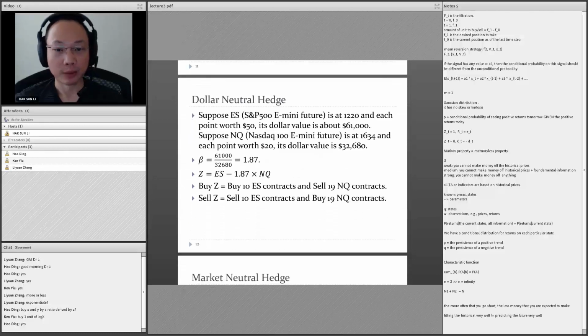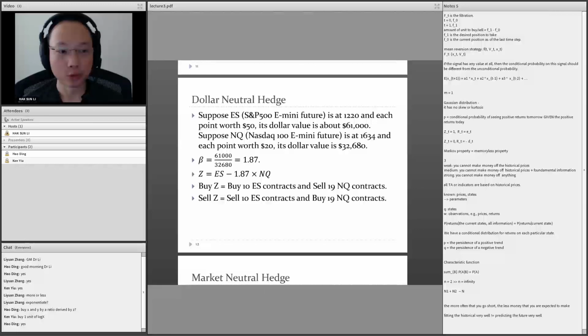For example, if you have no money, you have 0 money, then you can consider using a dollar neutral hedge. The idea is you sell something to get some cash, and then you use the cash to buy another thing. For example, suppose we have the S&P 500 E-mini future, valued at 1220, and each point is $50. So the dollar value is 61K. Suppose we also have the Nasdaq futures, and the dollar value is 32K, and then we just figure out the dollar ratio. It turned out to be 1.87.